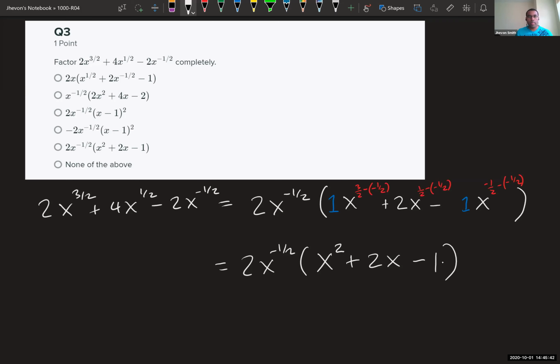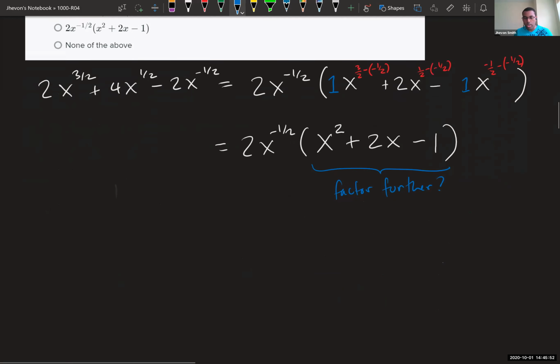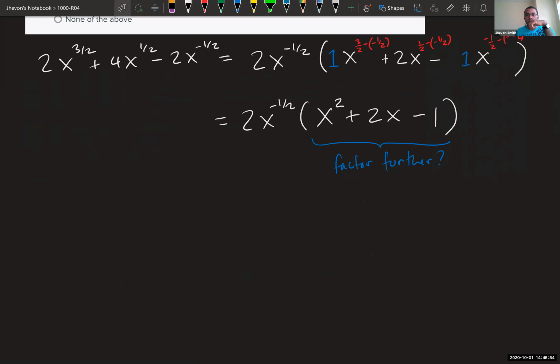So that. Now we have to check, does this factor further? You factor out the GCF, and then you want to make sure whether or not what you're left over with factors further. Does that factor further?